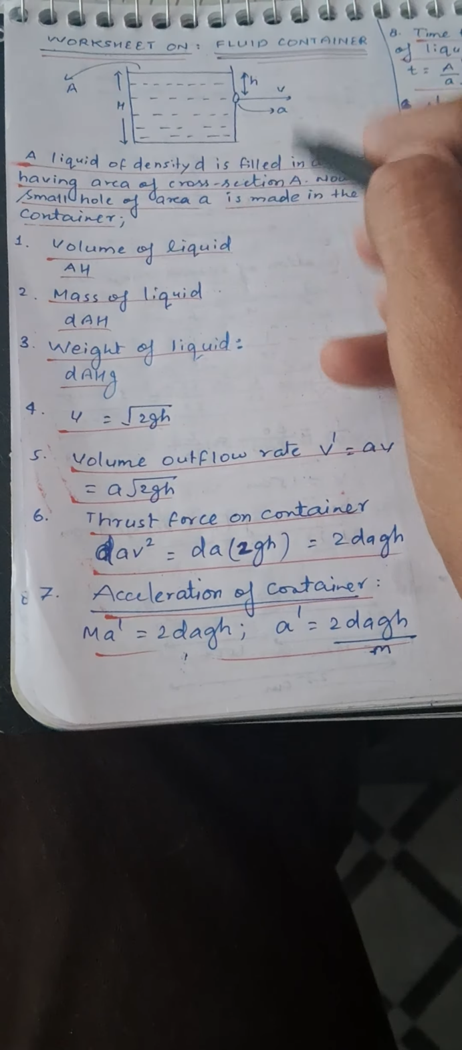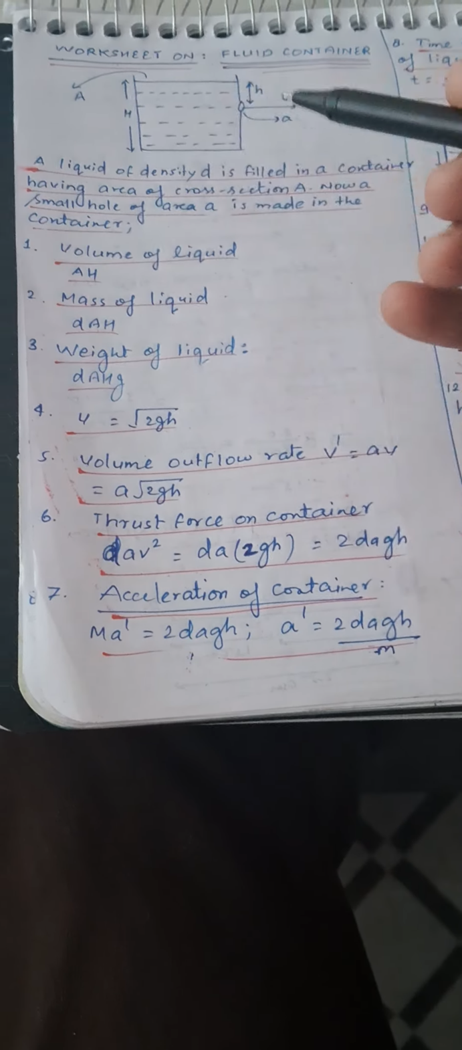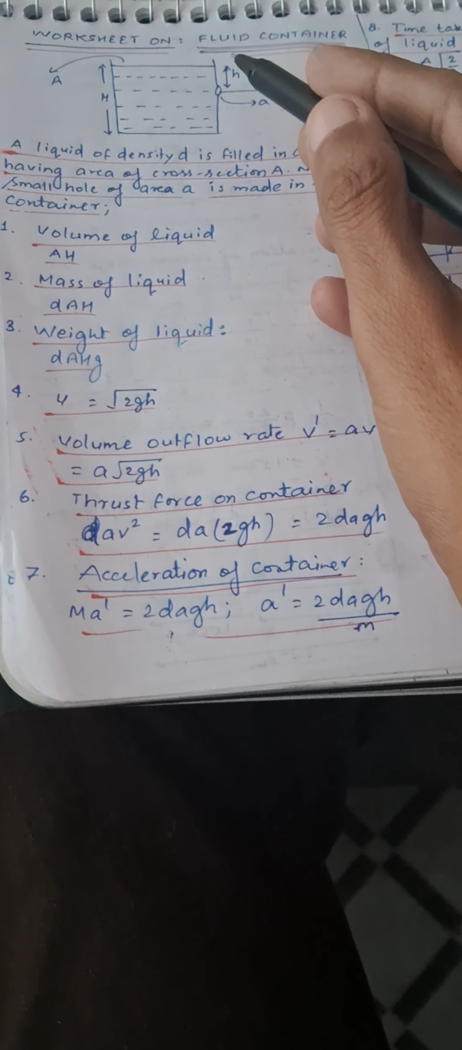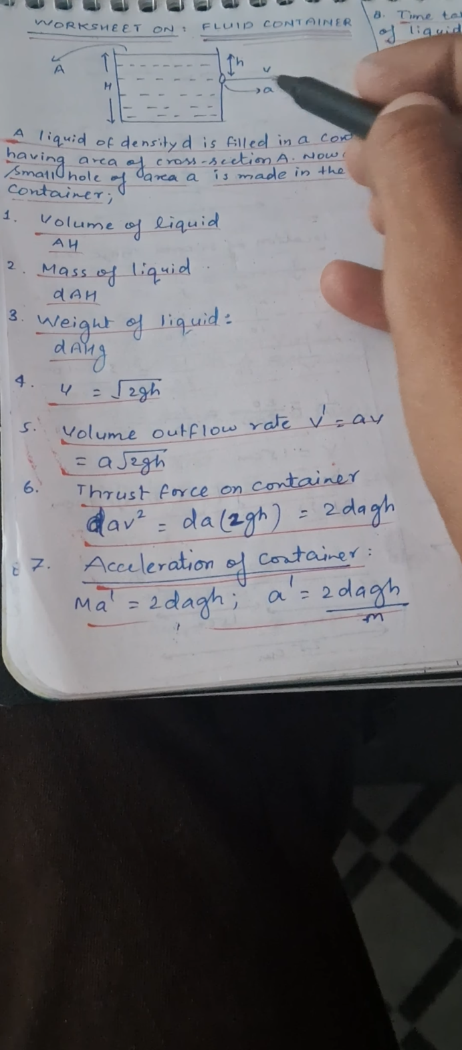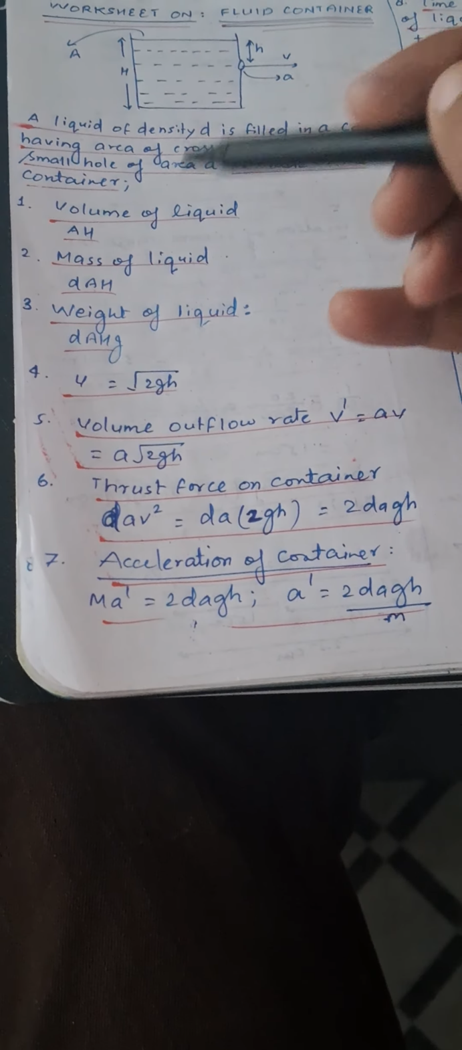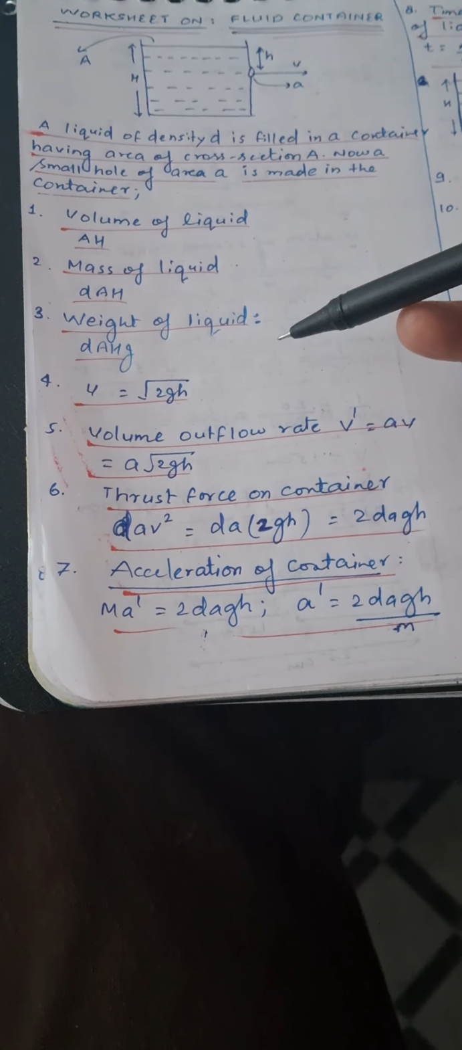We are being given a fluid container in which a fluid is filled up to height h. Area of cross section is capital A and we make a small hole of area small a at a point which is vertically at a distance of small h from the top surface, and suppose liquid comes out with a speed v. So the first question is volume of the liquid.